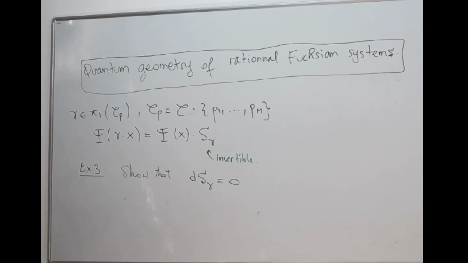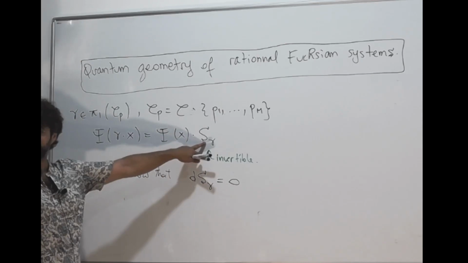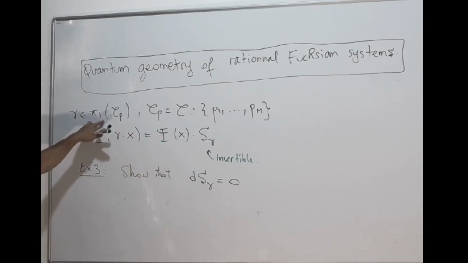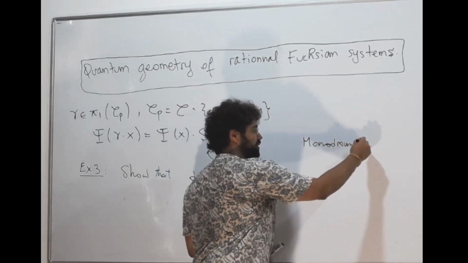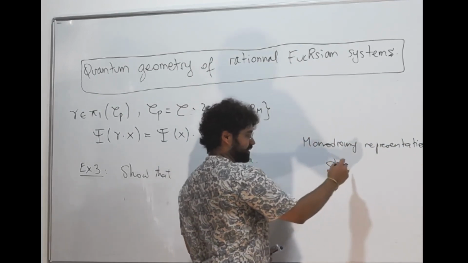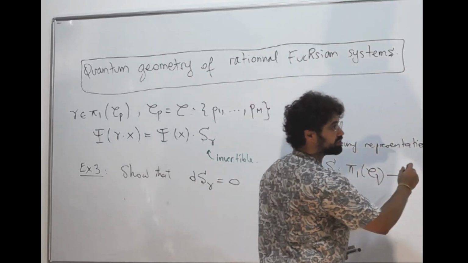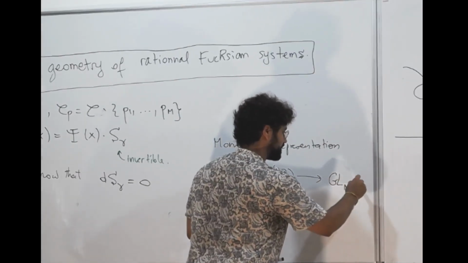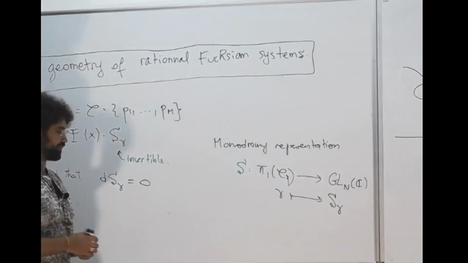All right, it's not very hard actually. And so in such a way, if we have an S gamma which is constant for every element of pi 1 of CP, this defines for you what is called the monodromy representation S, which is a representation of the fundamental group into invertible matrices of size n. Defined in such a way.